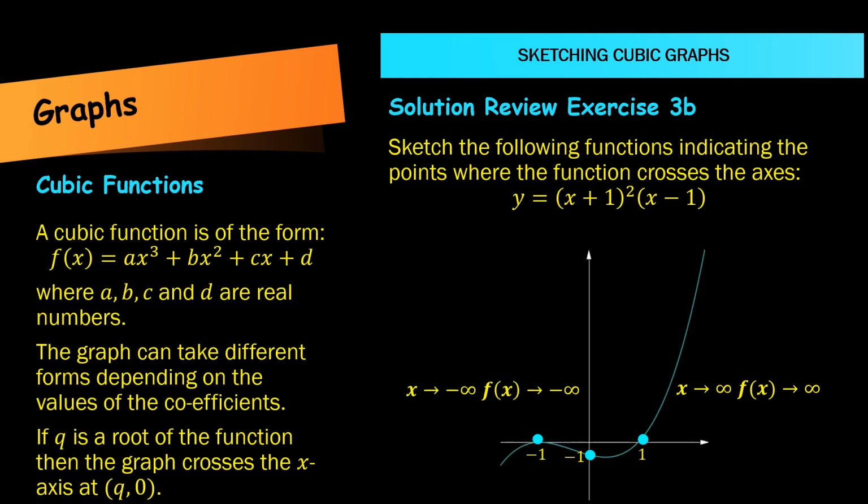Notice that we have a double repeated root at x equals minus 1, so the graph just touches the x-axis at this point.